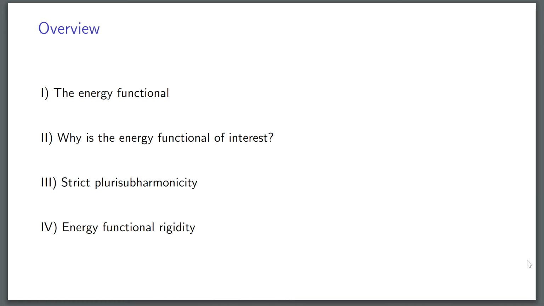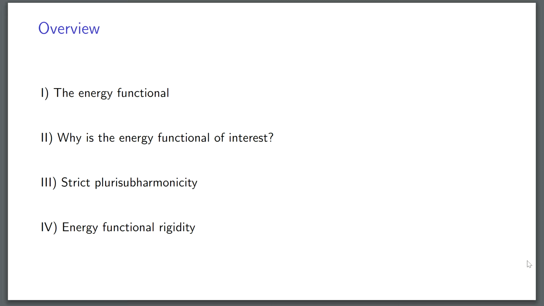The first talk will consist of two sections. In this I will introduce the energy functional, give the necessary definitions and notations, and then in the second section I will discuss why this energy functional is of interest. This is something that I think is not immediately clear from the definition, so I will spend some time explaining why it's interesting to look at.